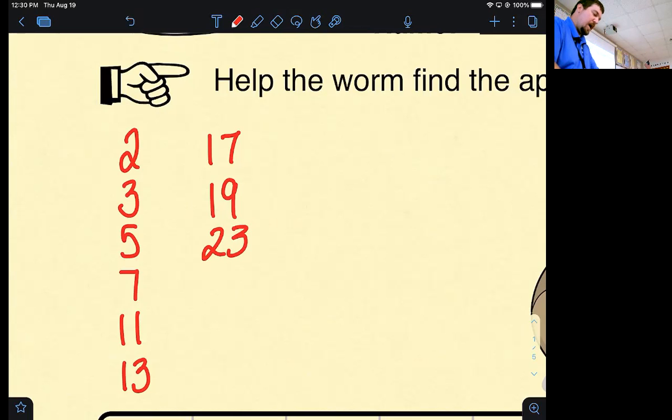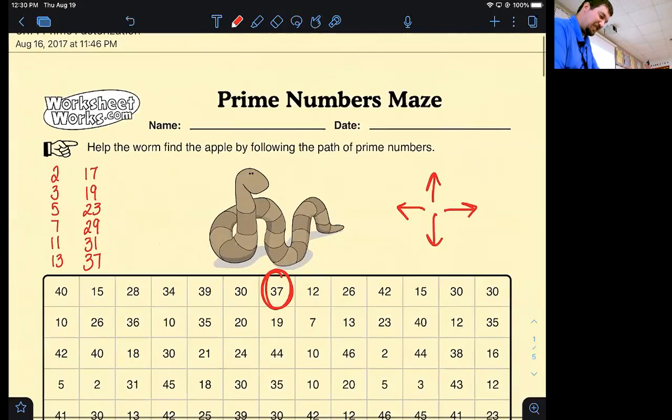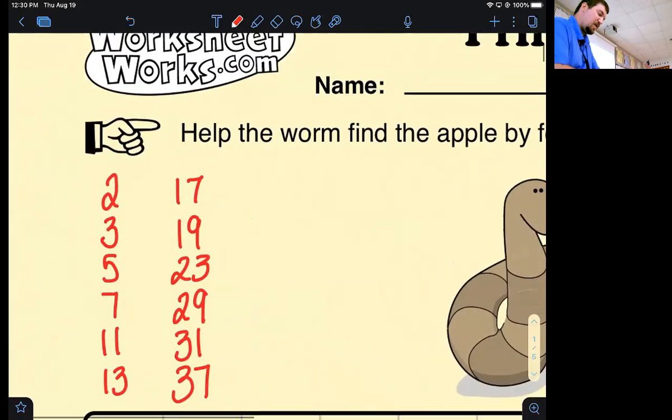So 27 no. 29, it's prime. 31, yes, it's prime. 33, no, it's not, because 11 and 3, right? 35, 5 goes into that. So no. 37, yes, that's the one you circled right here, right? Didn't you guys circle 37 on your maze? What about 39? Natalie knows. It's not. Yeah, 39 because 3 can go in.